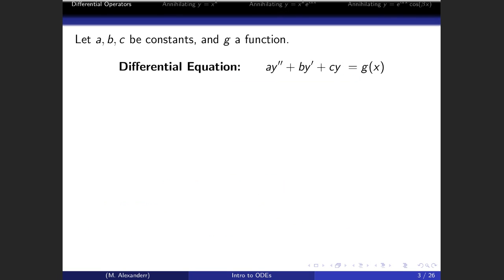Now, in the previous example, I had specific numbers for the A, B, and C, but now I'm going to repeat the story with just A, B, C. A, B, C are just any numbers that you can think of. So again, I'll repeat the story.